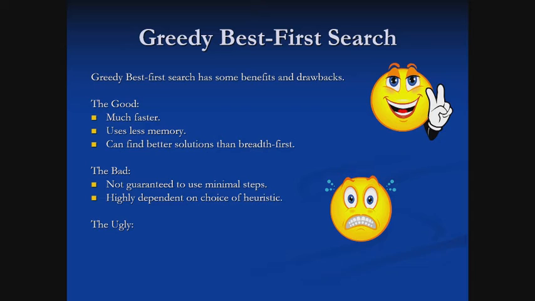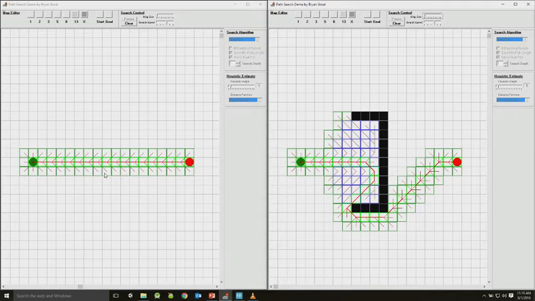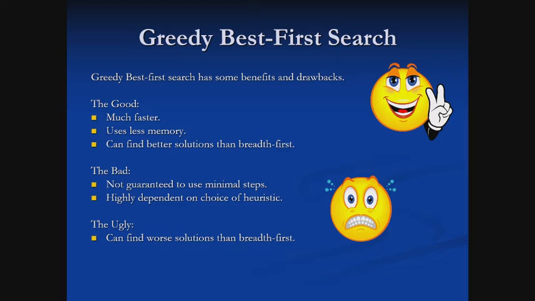The ugly: it can find better solutions than breadth first, and it can find worse solutions than breadth first. So actually, I'll alt-tab here one more time, go back to this. On the left here, we had a better solution than breadth first gave us. On the right, we would not consider this a better solution, at least in terms of optimality. So it's definitely possible to get either a better or worse solution comparatively between greedy and breadth first search.